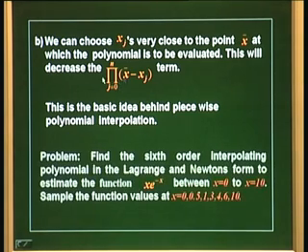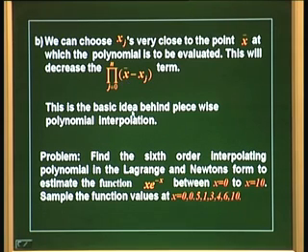What we would do is choose the x_j's close to x bar, the point at which the polynomial is to be evaluated. That is one way of doing this, so we will reduce this error, x bar minus x_j. But if you have a set of points going from 0 to n, then it is not possible to choose all the points close to x bar, because these x_j's are given to you, and x bar is a point at which you want to evaluate.